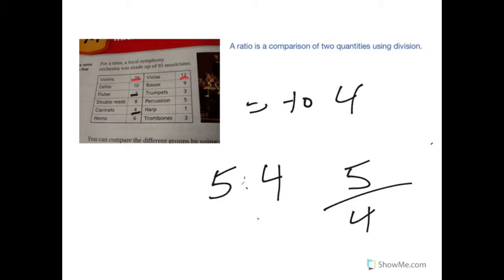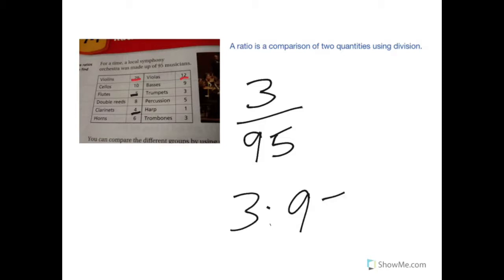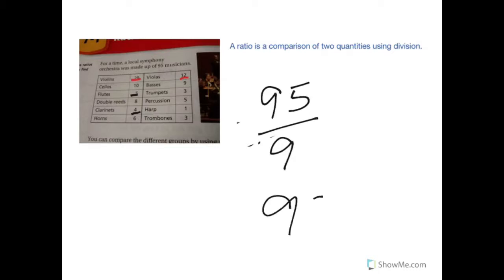We could also, if we wanted to compare a part to the whole, if I asked you trumpets to total instruments. Well, there are 3 trumpets, and there are 95 total instruments. 3 to 95. That's a part of the whole compared to the whole. Another thing that you could do is compare the whole to a part. So if I said total instruments to basses, there's 95 total instruments. There are 9 basses, 95 to 9. Okay, let's keep going.